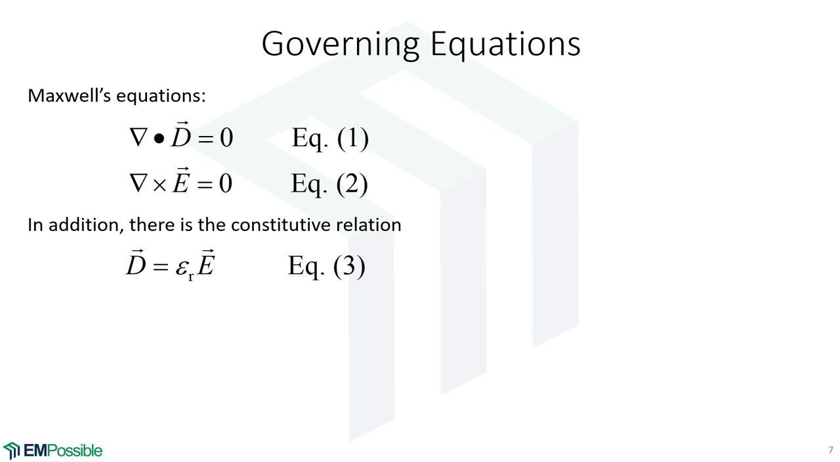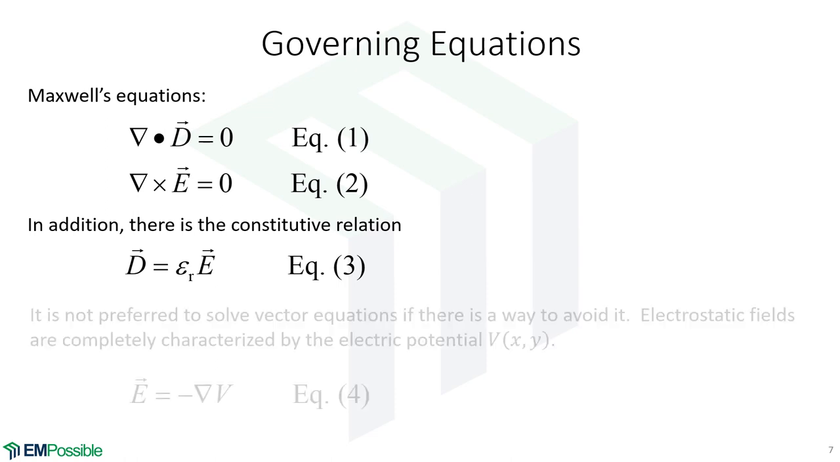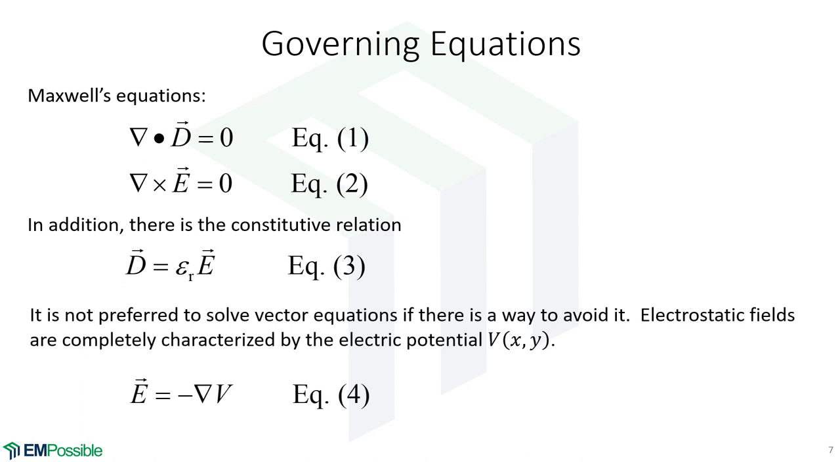Well, those two equations, D and E, are not coupled, but we know that they're coupled through the constitutive relation. So we also need that. And we need one other thing, because it's possible in electrostatics to not have to solve a vector equation. And in fact, the electric field is related to the electric potential through the negative gradient. And I'll even add that the electric field and the electric potential are not two different phenomena. We're describing the same physical phenomenon, just two different ways mathematically. Well, the electric potential, sometimes I call this the scalar potential, but it's the electric potential, that's a scalar quantity. So if we can derive our differential equation that we need to solve in terms of that electric potential, we have a much easier problem on our hands. So that's what we're going to do.